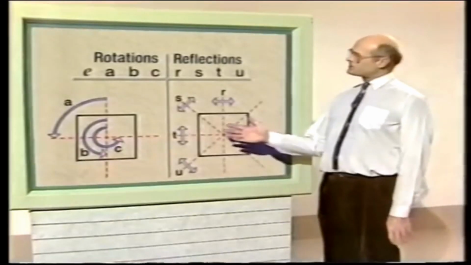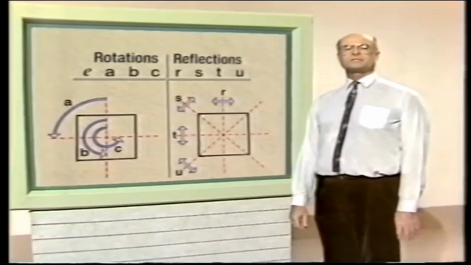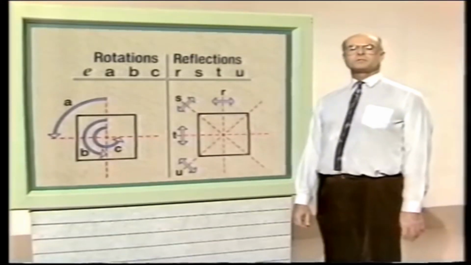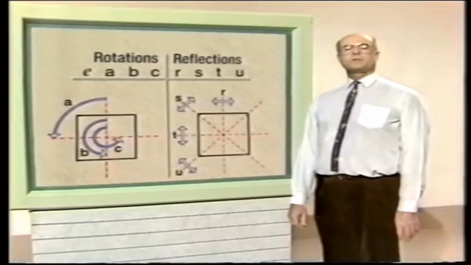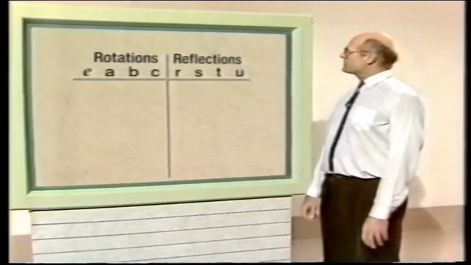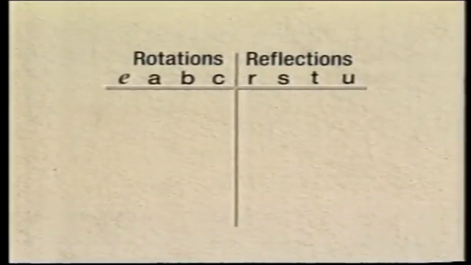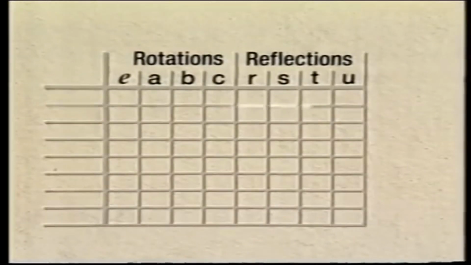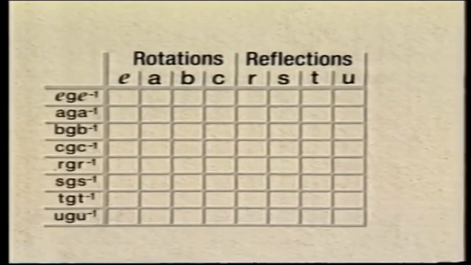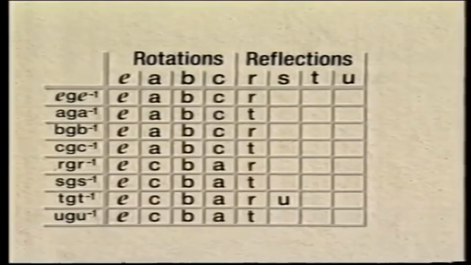To find out how this group partitions into conjugacy classes, let's consider all possible conjugates. Instead of looking at a Cayley table, we'll make up a conjugacy table. There are 8 elements G to be conjugated, and for each G there are 8 elements to conjugate by. For example, this entry will be the element T S T inverse, which turns out to be U. And the rest of the table looks like this.